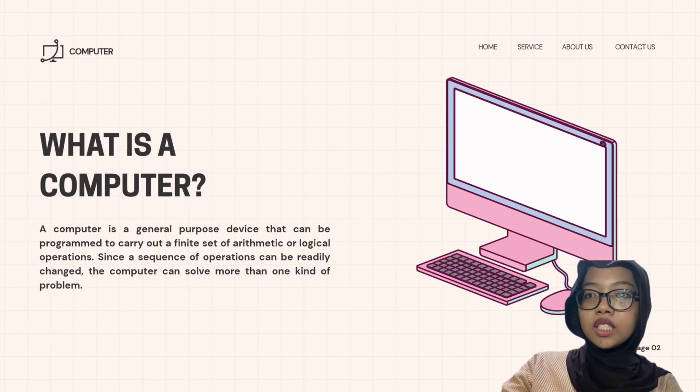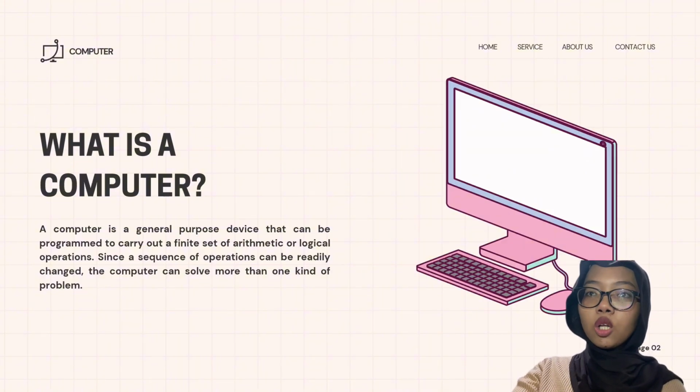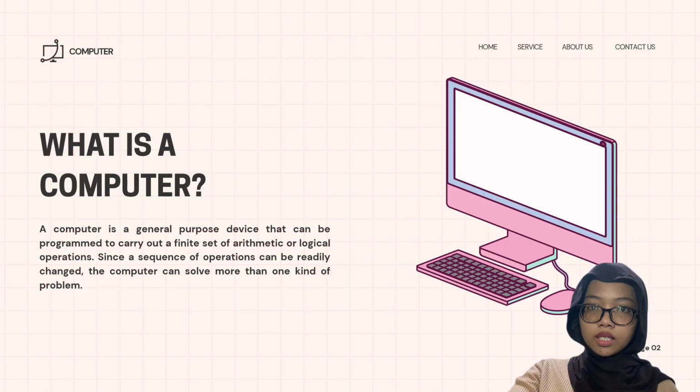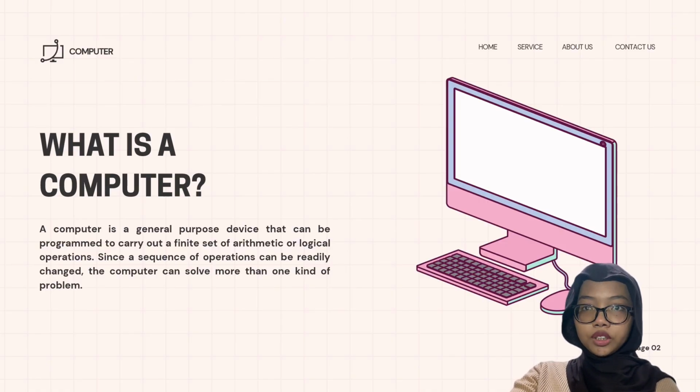A computer is a general-purpose device that can be programmed to carry out a finite set of arithmetic or logical operations. Since the sequence of operations can be readily changed, the computer can solve more than one kind of problem. Also, we can say an electronic device that stores, retrieves, and processes data, and can be programmed with instruction. A computer is composed of hardware and software, and can exist in a variety of sizes and configurations.